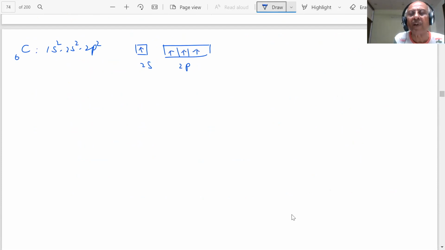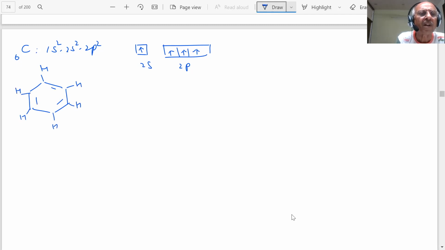Yes, sir. Each carbon in benzene is forming how many bonds, students? This is your benzene. How many bonds are being formed? Each carbon is forming how many bonds? Tell me. Four bonds. Where are the four bonds? One, two, three, four. Each carbon, this is one carbon, this is another carbon, this is another, this is another, this is another. So each carbon is forming, students, how many?